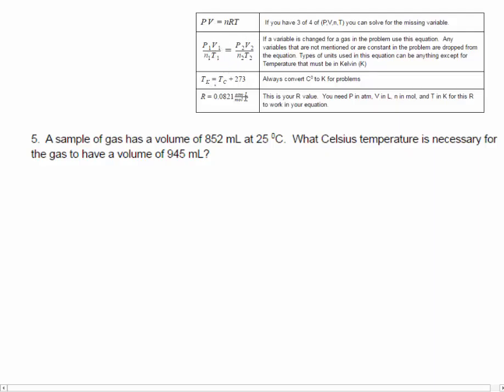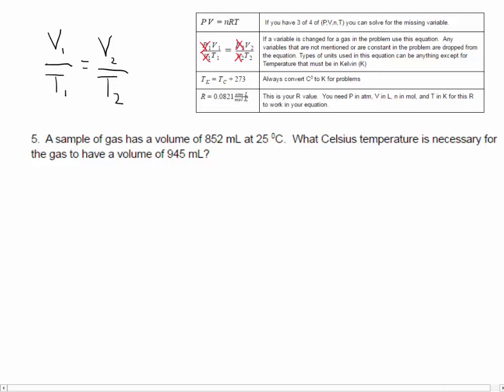All right, so then what I want to do is cancel out anything that's not mentioned or is said to be constant. In this, it looks like they don't mention pressure, so I get rid of pressure, and they don't mention anything about the amount of gas or moles, so I get rid of moles, which means the equation I'm using is simply V1 over T1 = V2 over T2.